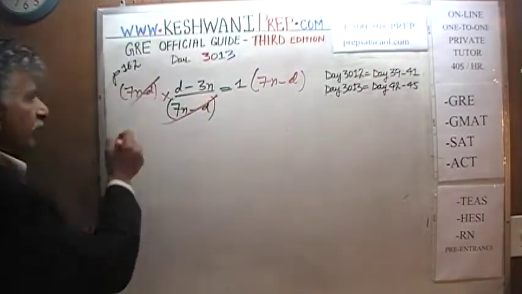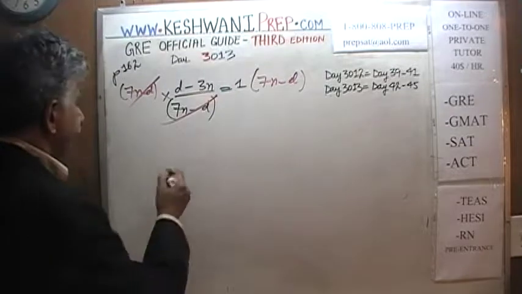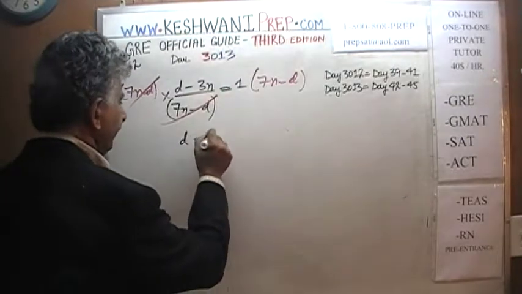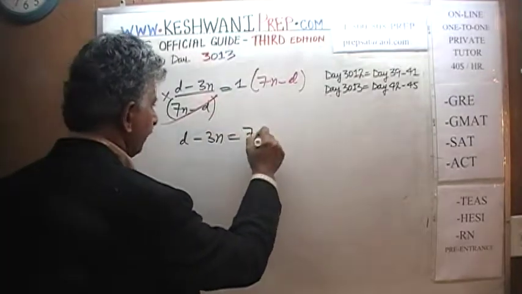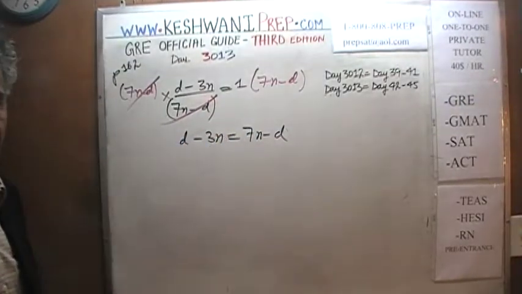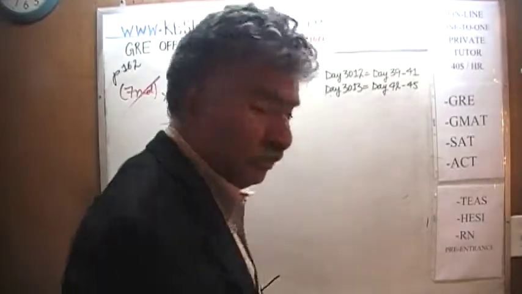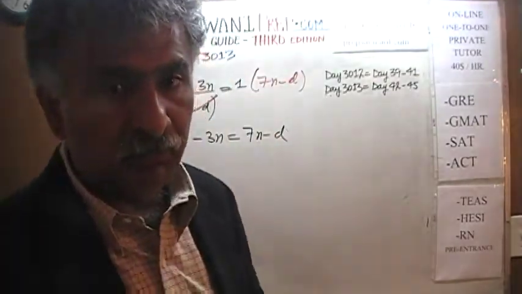And now this goes away, and we are left with d minus 3n equals 7. If I have to explain this step here that I just did to somebody, it does make me worry as to what that person is going to do on the GRE. This is too simple, obviously.